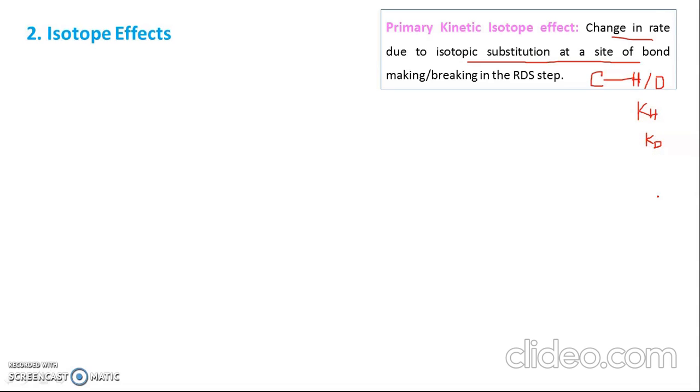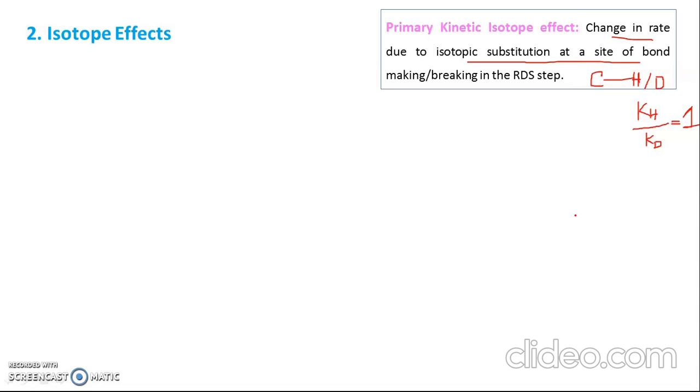So if CH or CD bond formation is not taking place in the RDS, then the ratio of KH by KD will show no change, so it will be 1. So if by doing this kinetic isotope effect experiment, you find that KH by KD is 1, it means that there is no primary kinetic isotope effect. But if it is more than 1, then we have to say yes, there is some effect.